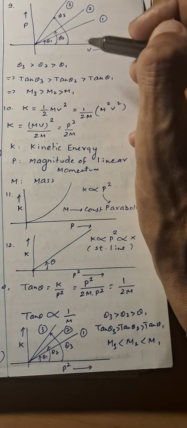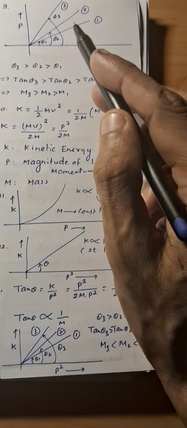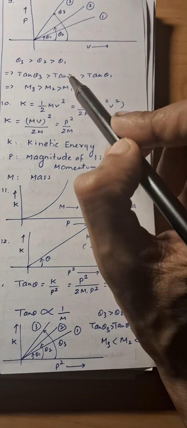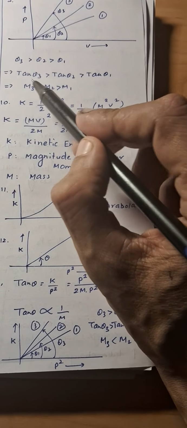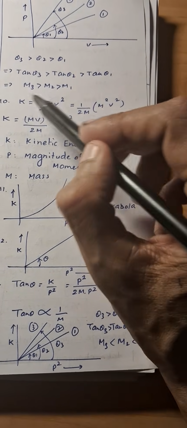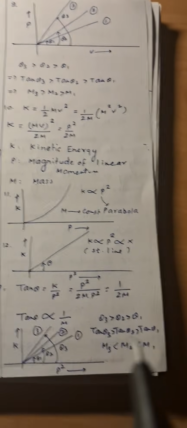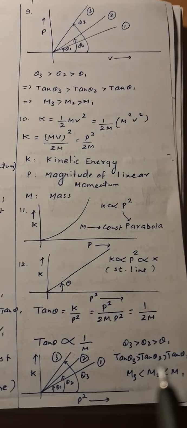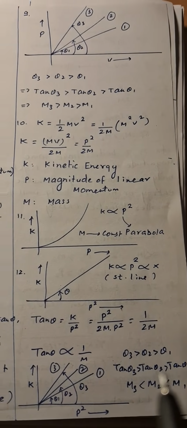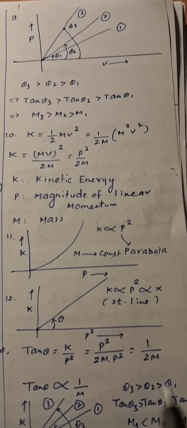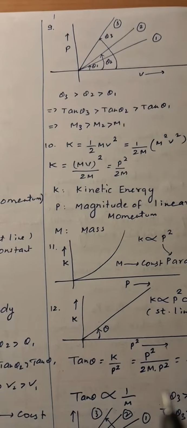If we have three different graphs, 1, 2 and 3, from the graph we can see that theta 3 is greater than theta 2 is greater than theta 1. So tan theta 3 is greater than tan theta 2 is greater than tan theta 1, and so m3 is greater than m2 is greater than m1. So the larger the slope angle, the larger the mass of that particular body under consideration, for which we have drawn the graph. This is the inference that we can draw from the analysis of the graph.